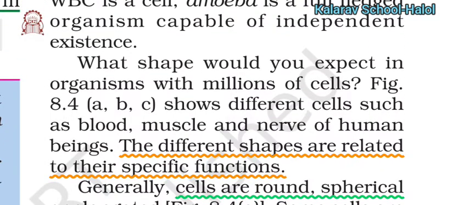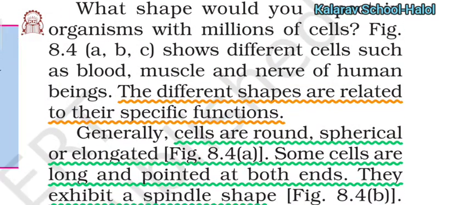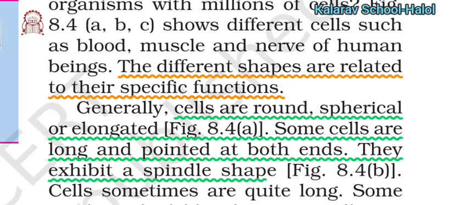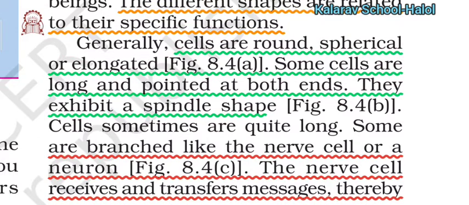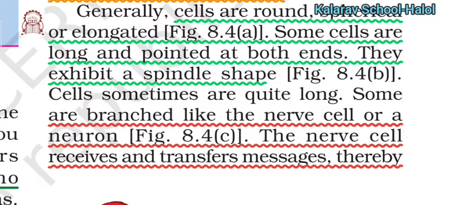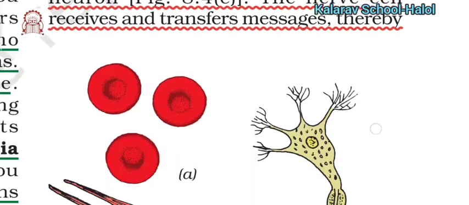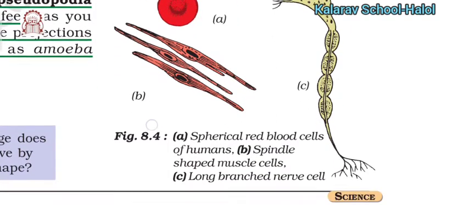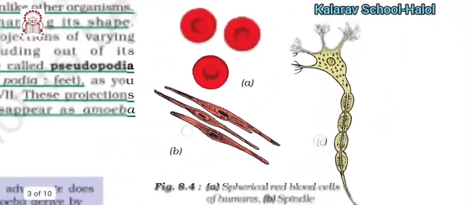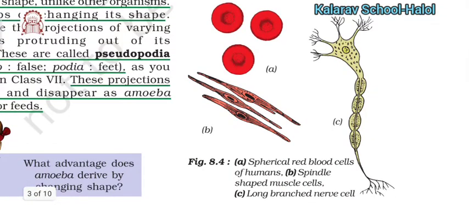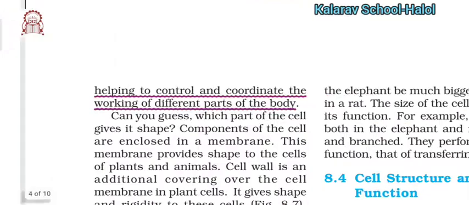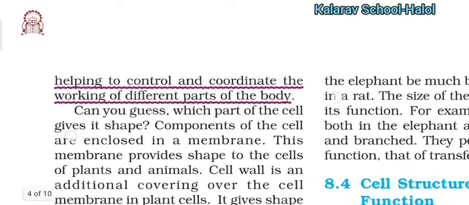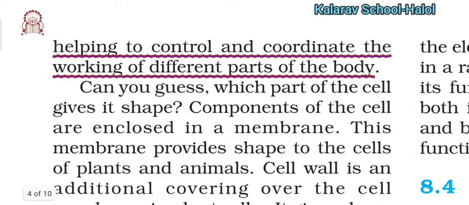Different cells have different shapes and different functions. Cells are round, spherical, elongated. Some cells are long, pointed at both sides, with a spindle shape. Sometimes cells are long and branched, like nerve cells or neurons. We can see here different types of cells: spiral, elongated, cylindrical, spindle. The nerve cell is the longest cell with a long branched structure. Nerve cells receive and transfer messages and convey them to other parts. They help control and coordinate the working of different parts of the body.